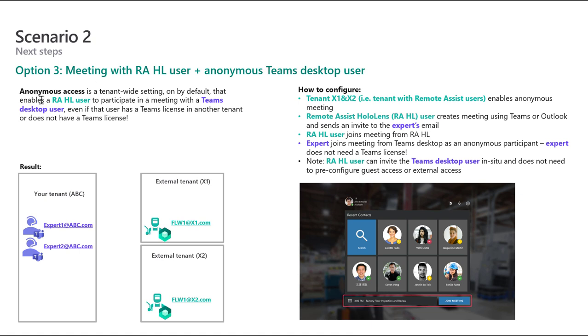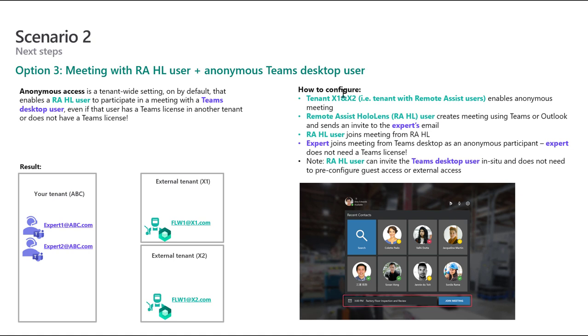Anonymous access is a tenant-wide setting, which is on by default, that enables a Remote Assist HoloLens user to participate in a meeting with a Teams desktop user, even if that user has a Teams license in another tenant, or even if that user does not have a Teams license at all. This is because when the Teams desktop user receives an invite to join the meeting, they will be able to join the meeting anonymously. And when that person joins the meeting anonymously, they don't need a Teams account.